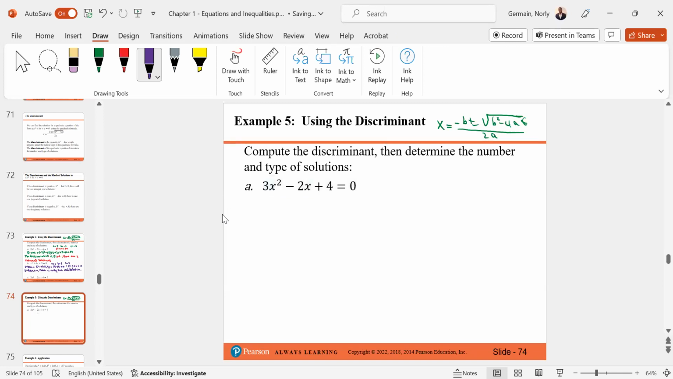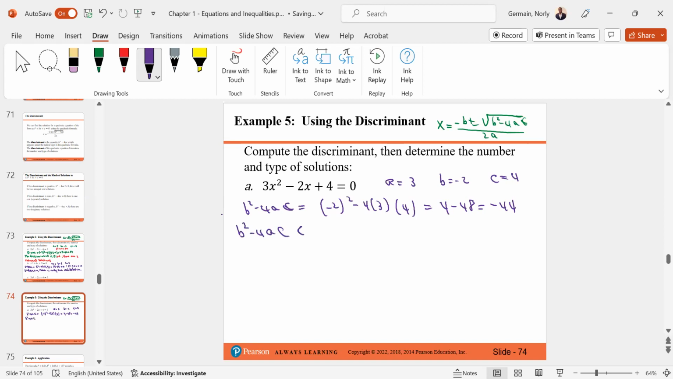Okay, for the third one, we see A is equal to 3, B equal negative 2, C equal positive 4. B squared minus 4AC would be negative 2 squared minus 4 times 3 times 4. That gives us 4 minus 48, which is negative 44, right? So b squared minus 4ac is really less than 0.